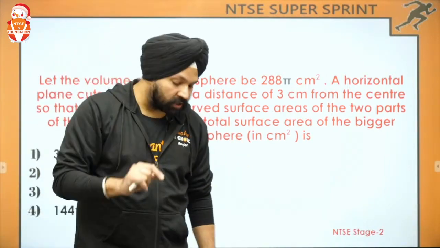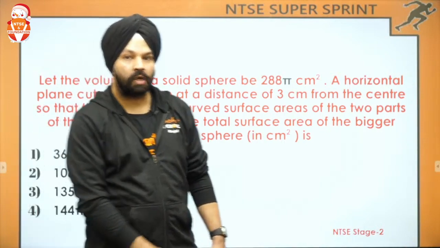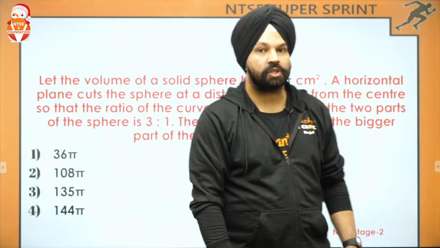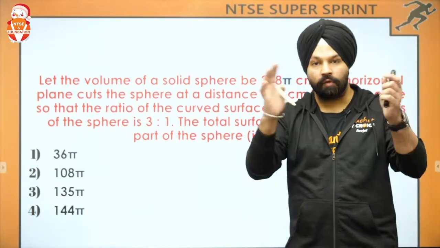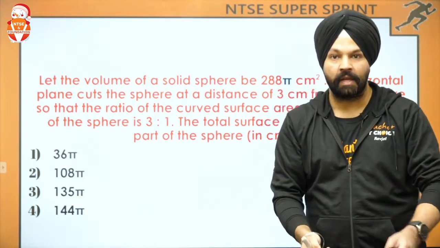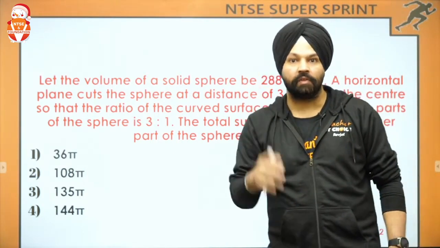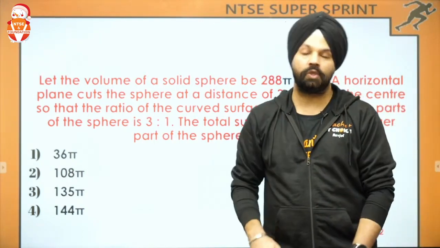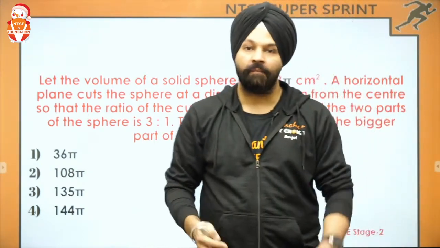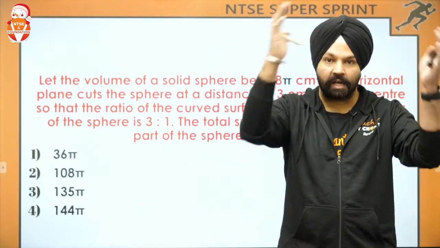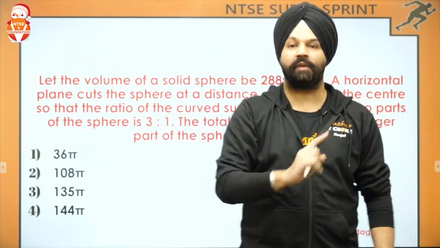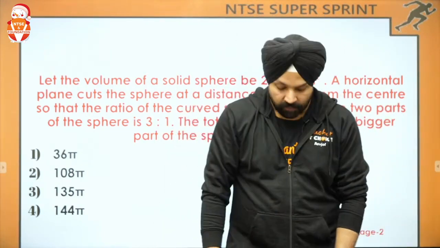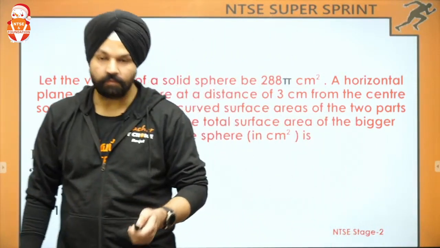Now this question was again asked in NTSE Stage 2 and was considered to be a tough question because firstly you need to visualize the 3D diagram and then you need to use your brain to work out how to calculate the total surface area of a chopped-out sphere. If the sphere is cut into two pieces, for the bigger piece we need its curved surface area plus the area of a circle that gets added. Right, so let's explore this question.